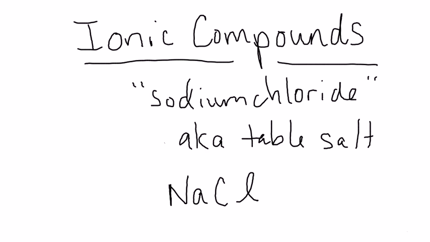Probably the most famous example of an ionic compound is sodium chloride, also known as table salt. Its formula is NaCl. The Na for sodium, the Cl for chlorine. Now, think about what I just said. In an ionic compound, the nonmetal takes electrons from the metal. That makes the nonmetal negative, it makes the metal positive. So what we have here, and we could symbolically represent this with a dot diagram.